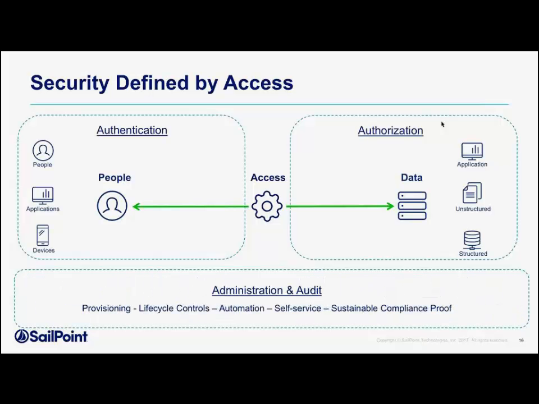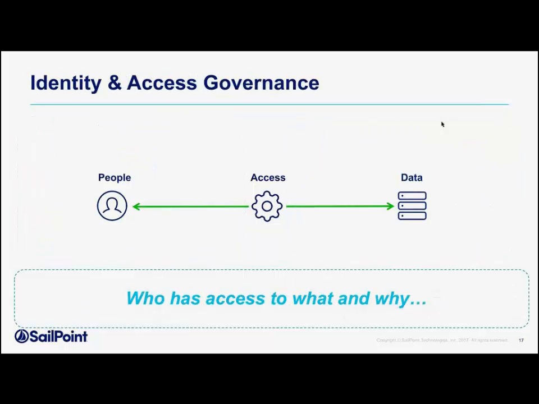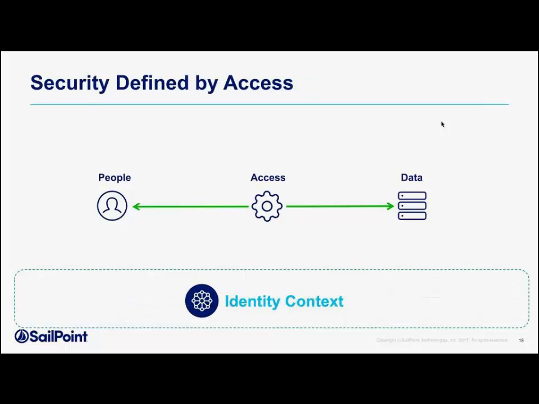And it's our job in identity and access governance to administer and audit all of that stuff. Provisioning, lifecycle controls, automation, self-service, and sustainable compliance proof. Only through that effective and holistic governance over both sides are we actually able to answer the question: who has access to what and why they have that access. And if you can provide business level control over who does have access, and you can say with business certainty, and that's kind of tricky, who should have access, then you have something that we at SailPoint call identity context.